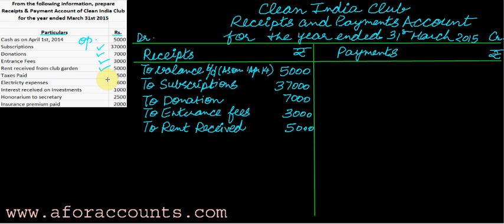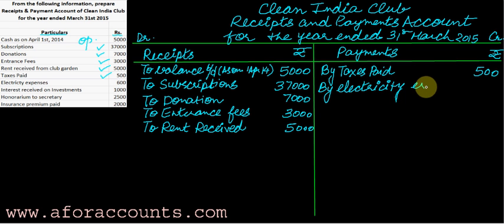Okay, taxes paid, isn't it my expense? So by taxes paid, taxes paid is 500. Electricity expenses, again my expense. My electricity expenses of 600.